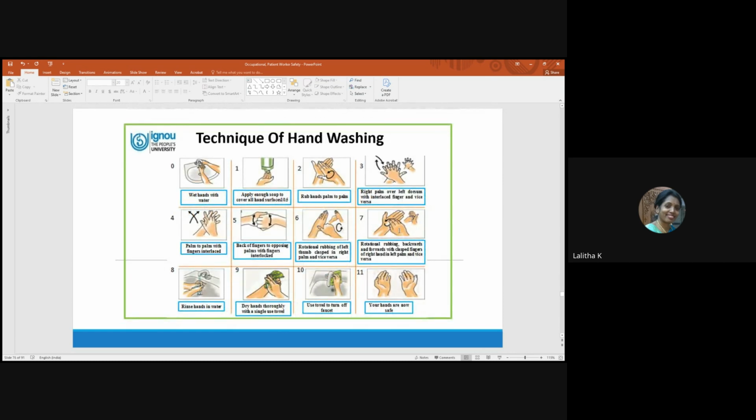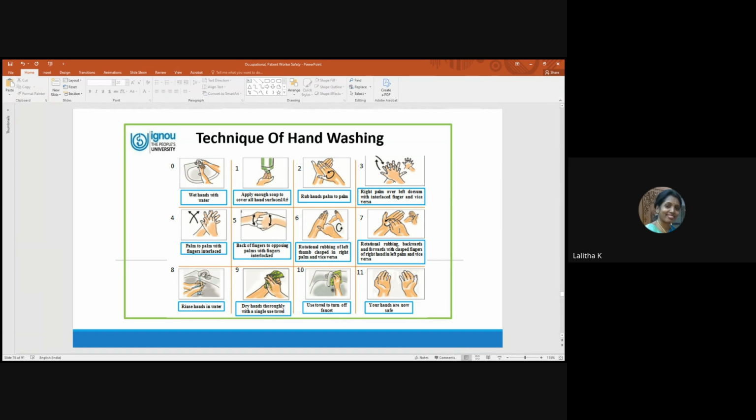Okay, techniques of hand washing, I will not go into the details of this. So, can anyone repeat for me the hand washing technique? Yes, anybody can tell me the steps of hand washing? No? Okay.